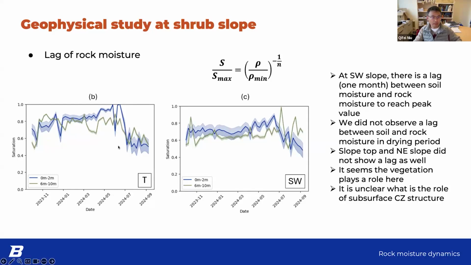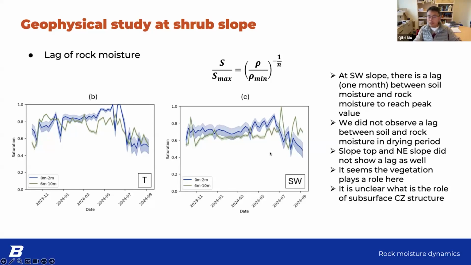And then what we plot here is we use Archie's law, which connects the moisture content to resistivity. For example, rho is resistivity and S is degree of saturation. We can convert resistivity to degree of saturation. If we assume the maximum degree of saturation is 1, then we can plot the saturation over time for two locations, slope top and southwest slope.